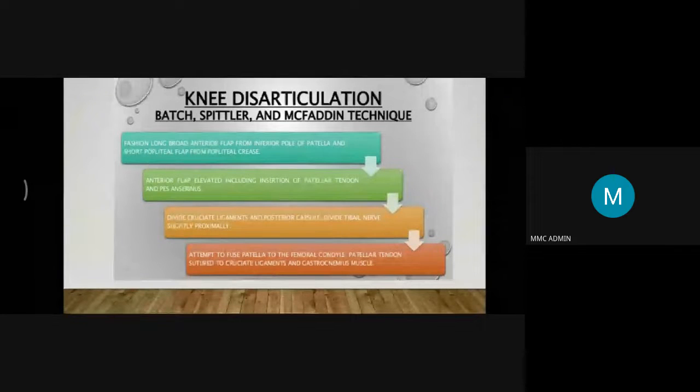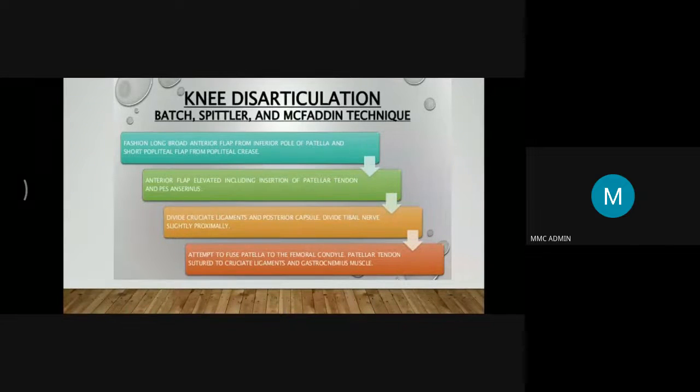Right. We are cutting that. We are entering the knee joint. We are taking the patella anteriorly as an anterior flap with the skin and subcutaneous tissue over it, which will be used to close the wound. The patella will be sutured to the femoral condyle. That is how we close this knee disarticulation wound. And the patellar tendon will be close to the cruciate ligament which we divided.